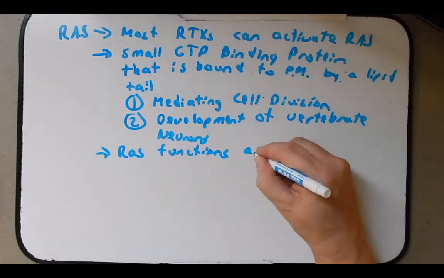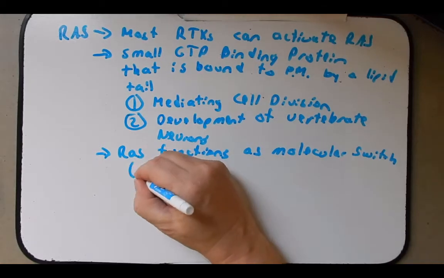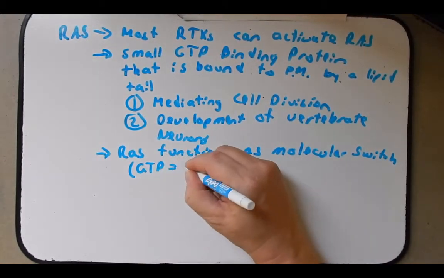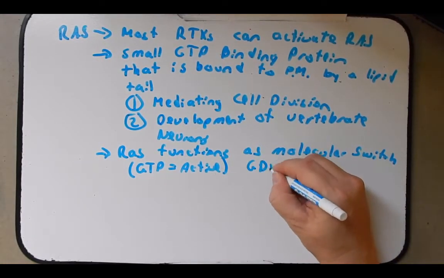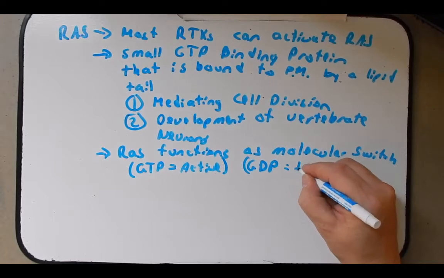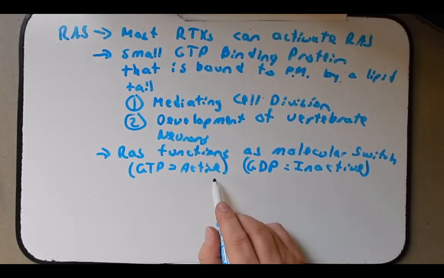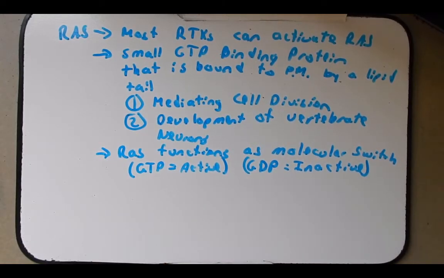Ras functions as a molecular switch, just like we've talked about before. So remember, like all GTP switches, when it's bound to GTP, it's active. When GTP is hydrolyzed and it's bound to GDP, it's inactive. And we're going to talk in a moment about how we go from inactive to active, or from active to inactive.